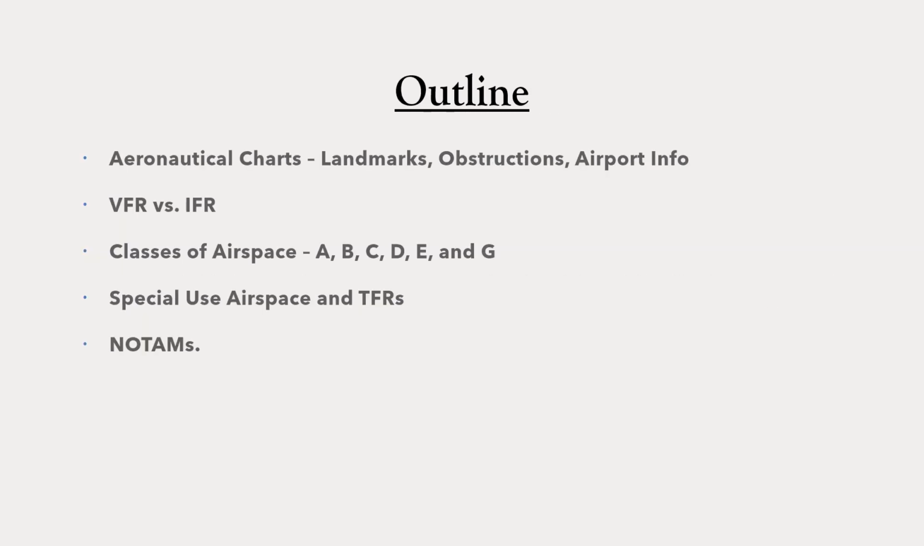We're going to start by looking at aeronautical charts, specifically sectional aeronautical charts, and the information that's on them. Then we'll talk about some of the differences between visual flight rules, or VFR, and instrument flight rules, or IFR. Then we'll go through the different classes of airspace in the National Airspace System. They're designated by letters, A through G, and in the US we skipped F. Then we'll talk about some special use airspace that doesn't fit neatly into the A, B, C categories. And finally, we'll talk about notices to air missions.